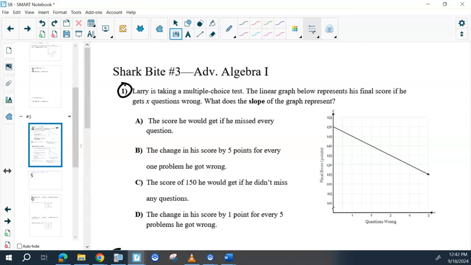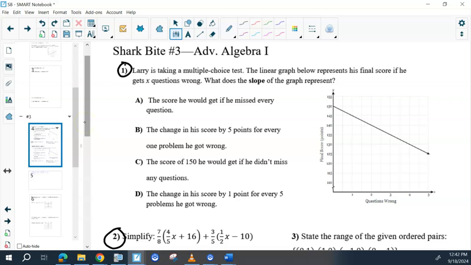Okay, so for number 1, Larry is taking a multiple choice test. The linear graph below shows his final score if he gets x questions wrong. What does the slope of the graph represent? So if I were to start at a point where it crosses the grid lines exactly like that one and go down to the next one, I can say my slope is negative 5 over 1.